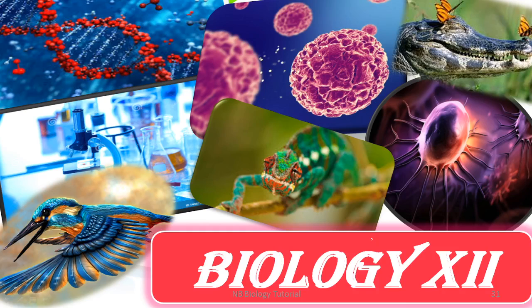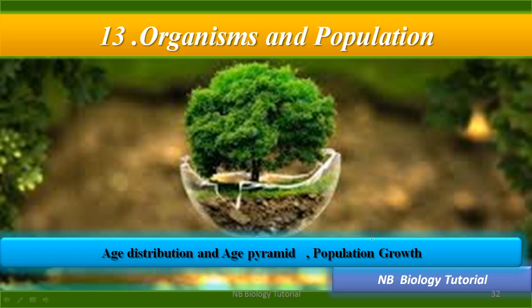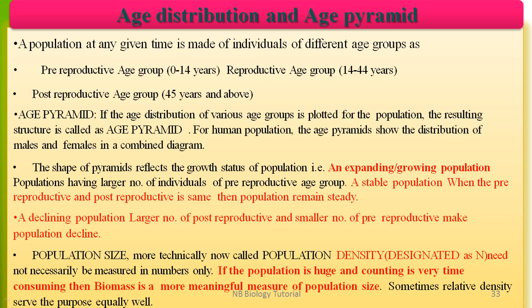We are going to continue the next part of the 13th topic, that's age distribution and the age pyramid. Again we see the second point in this topic, that's population growth. So let's see the first one, that is age distribution and the age pyramid. So what's the phenomena here?